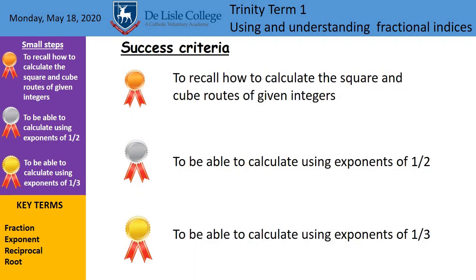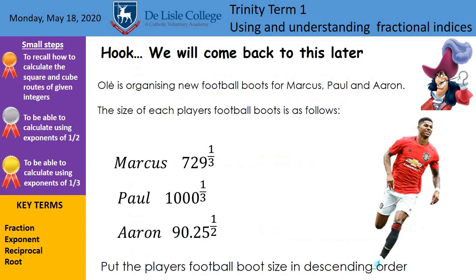Right, lovely. Our success criteria today, to recall how to calculate the square and cube roots of given integers. We've just done that, so well done. We can tick that one off. Silver is to be able to calculate using exponents. Remember, exponents means powers of a half, and then to calculate using exponents of a third, and in some cases a fourth as well. Okay, so first here is our hook question, which we'll come back to later.